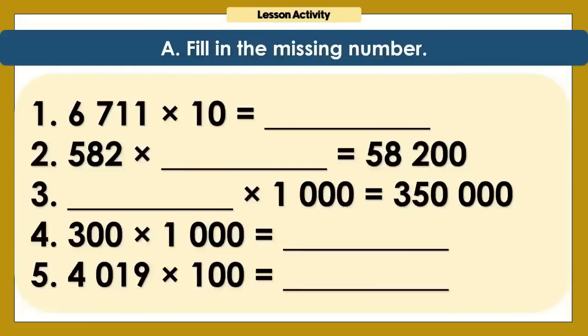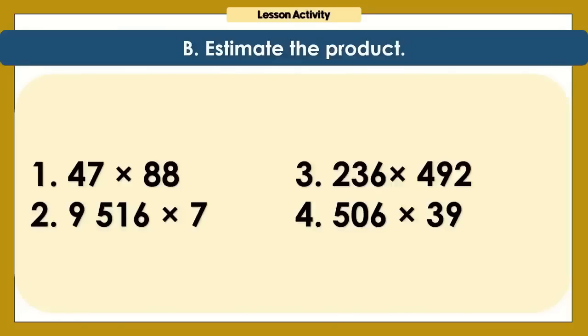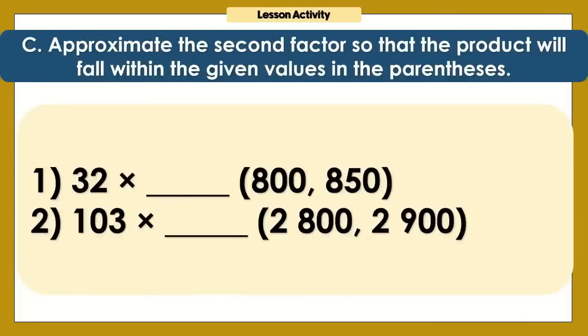Fill in the missing number. Estimate the product. Approximate the second factor so that the product will fall within the given values in the parentheses.